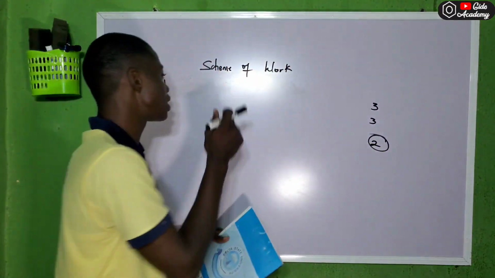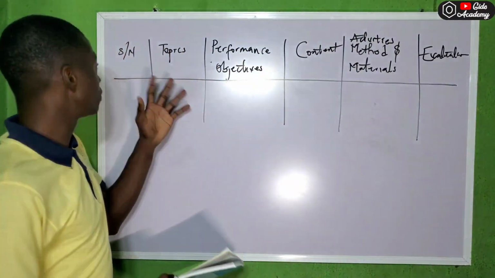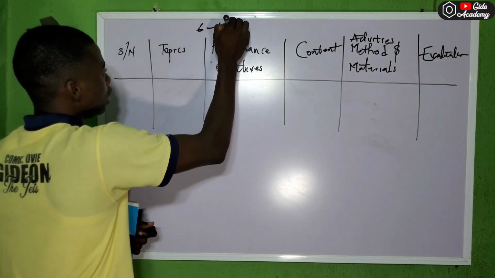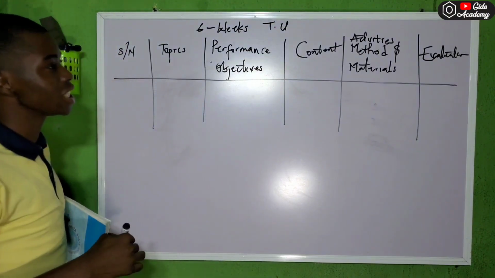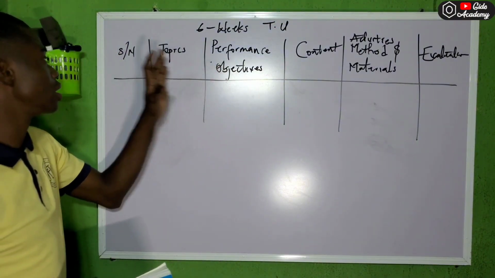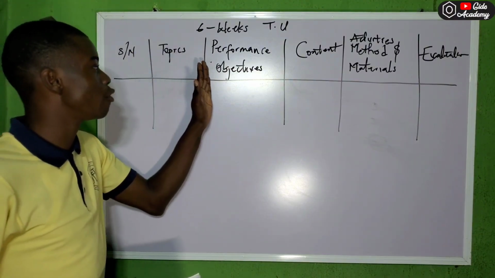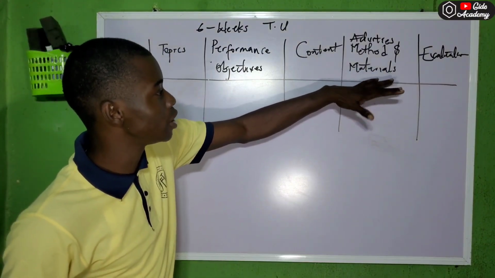So now let's get to the teaching unit. Just look at the board. In the teaching unit, let's say this is a six-week teaching unit. This is how the teaching unit should look. The first one is the week, which is the serial number, then the topics to be taught, the performance objective, the content, activities, method and material.